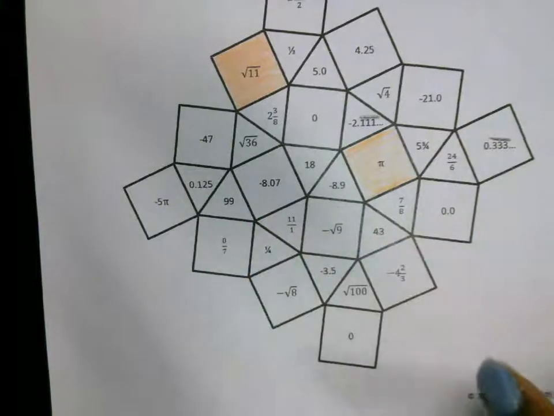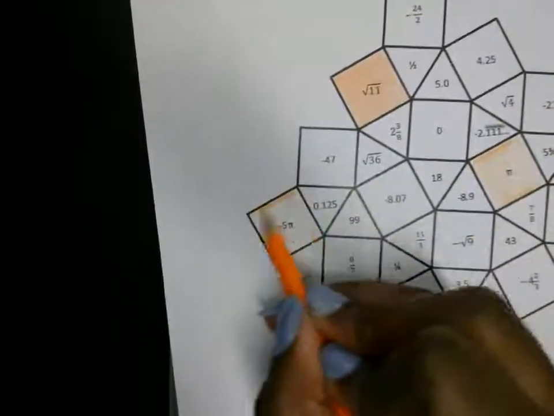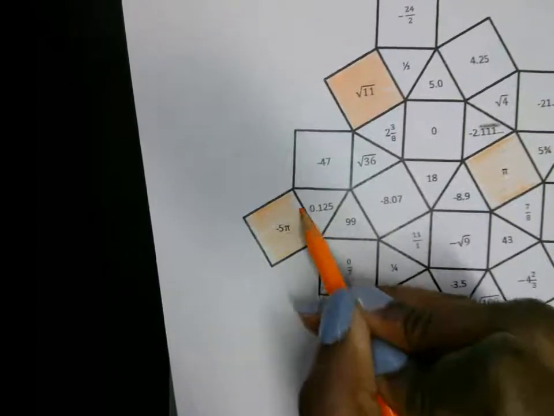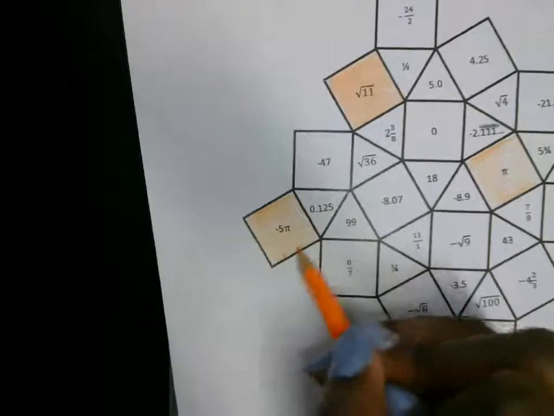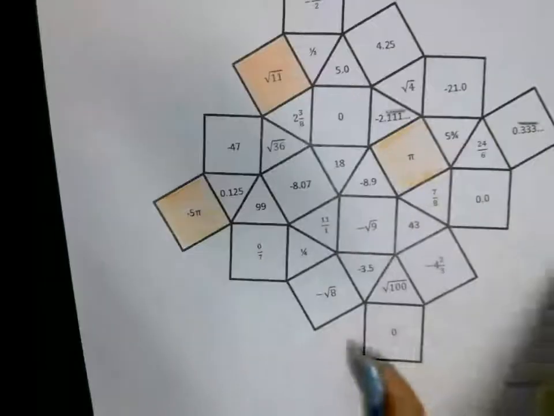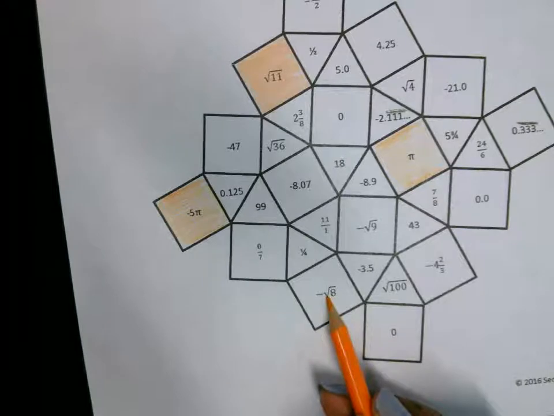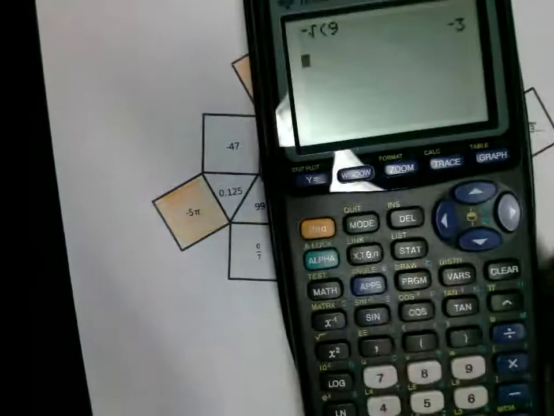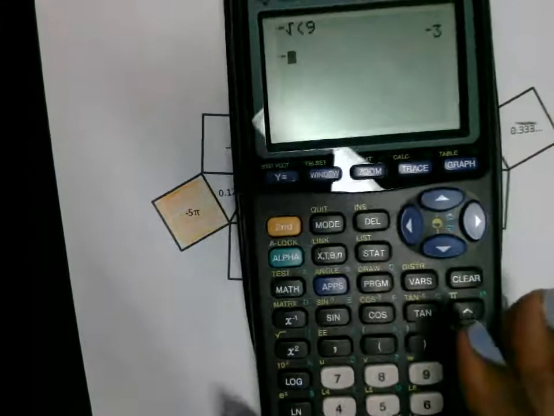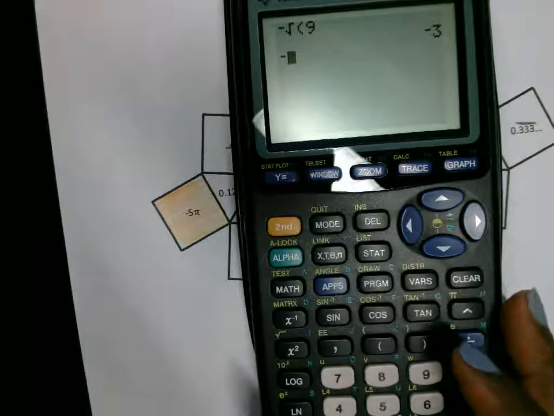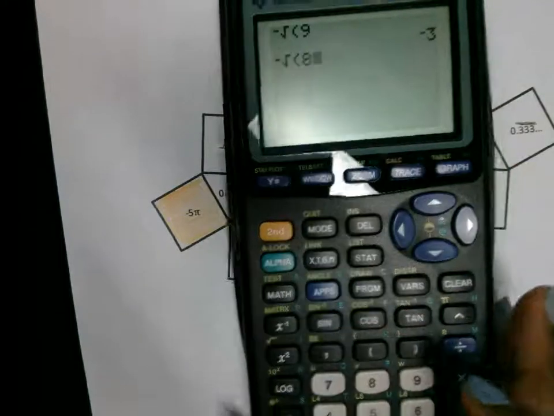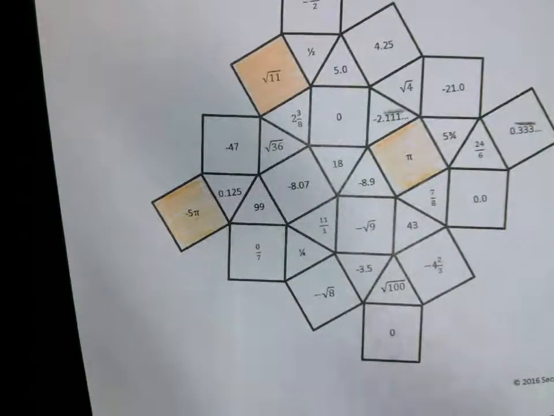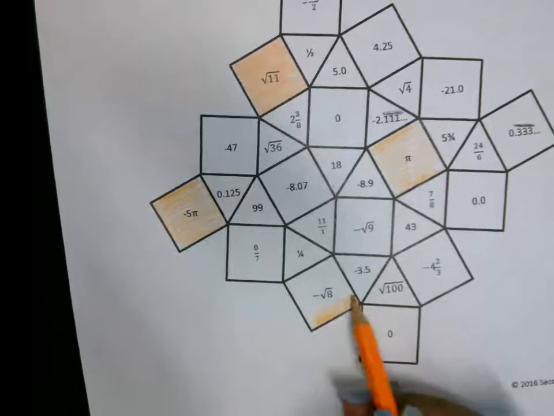Very good. Somebody said -5 pi. It's irrational. What else? What about this one? The square root of 8. Is that a decimal? Type it in. 4 times 4 is 16, so it's not a perfect square. Type it in. Do you see how that's a decimal? Since it has a decimal answer, it's going to be orange.